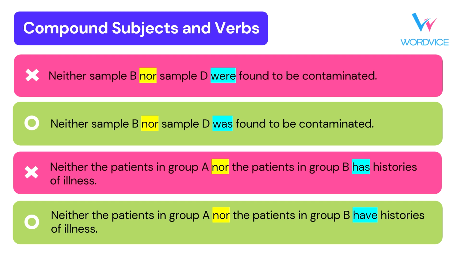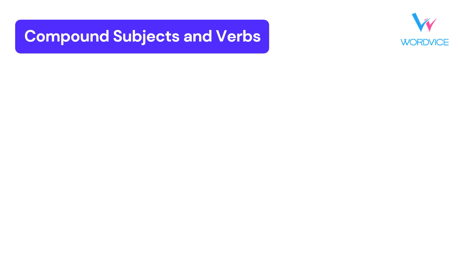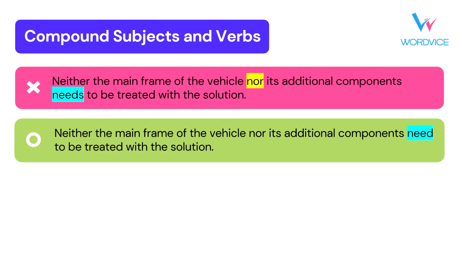Occasionally, a compound subject may contain both singular and plural nouns. In this case, the verb should match the form of the noun closest to it. The plural verb need is used here because components is a plural noun.